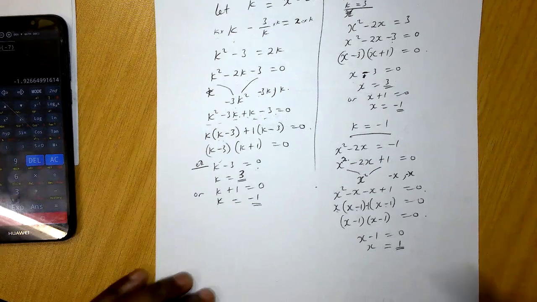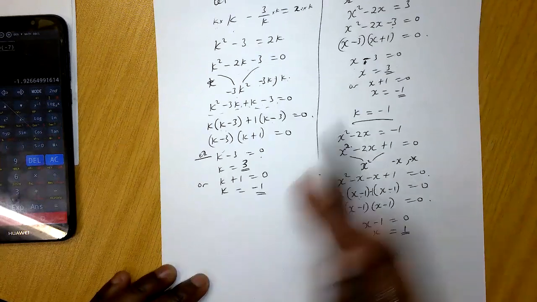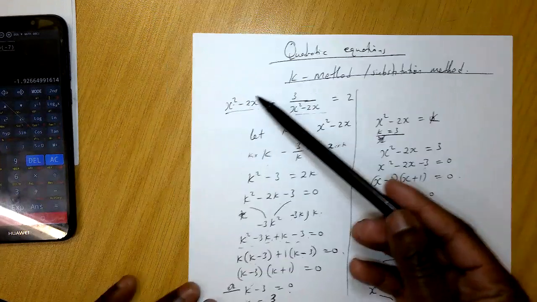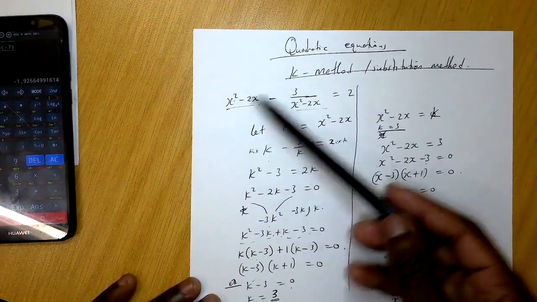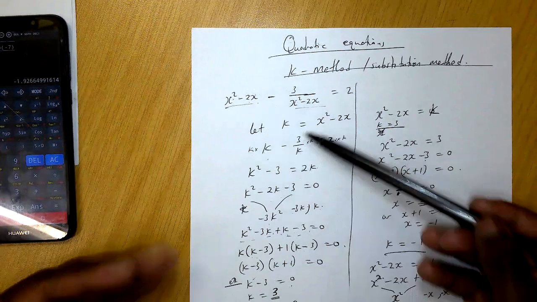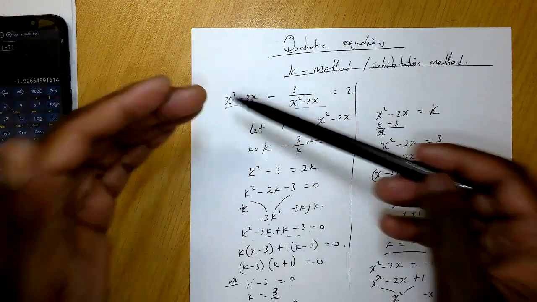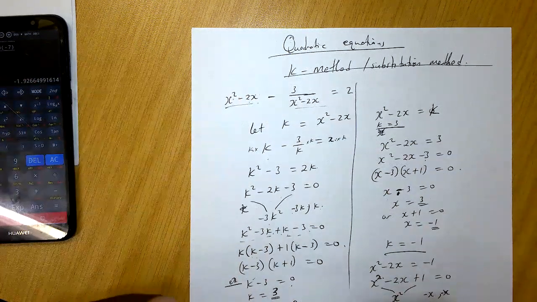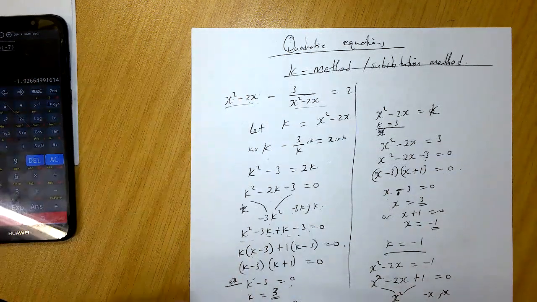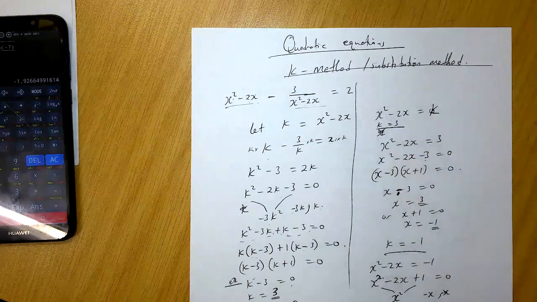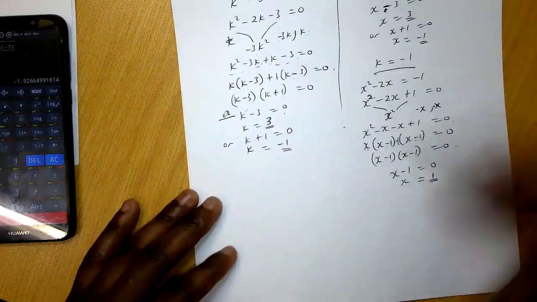Okay, so this is what we call the k method, where you are given an expression, or an equation, that has trinomials inside that you need to substitute with k for the start. Then you are able to solve the whole question.